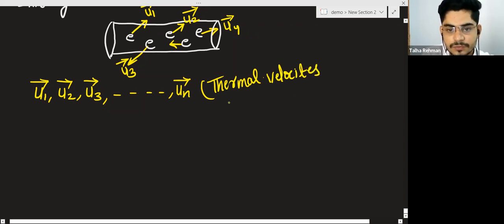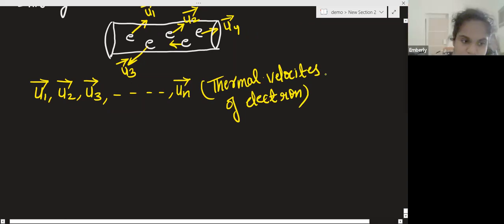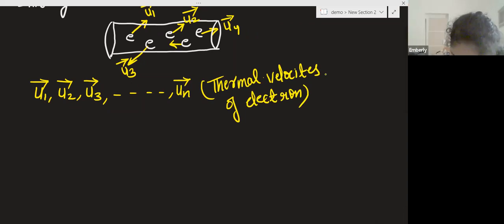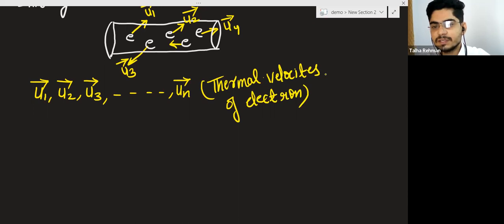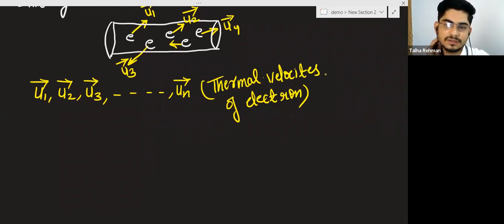Thermal velocities of electrons. Have you seen the boiling of water? Yes, sir. In the boiling of water, what happens? It is the temperature that increases the kinetic energy of the molecules of water. That's why they are moving like this in random directions.